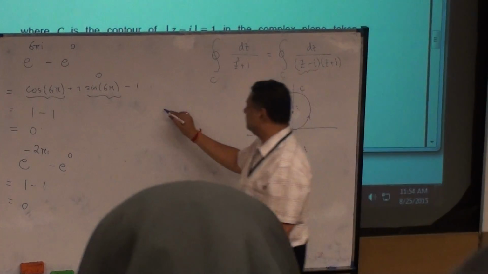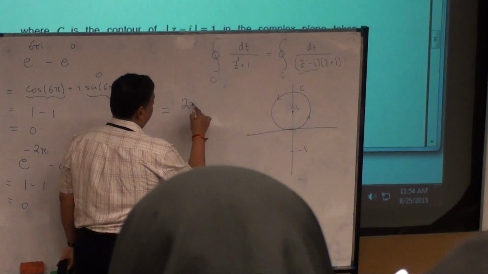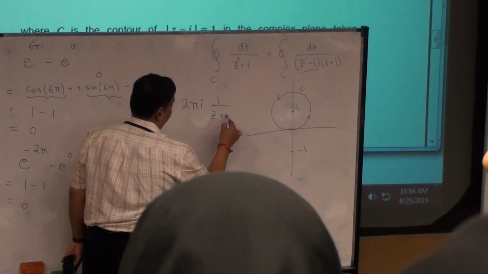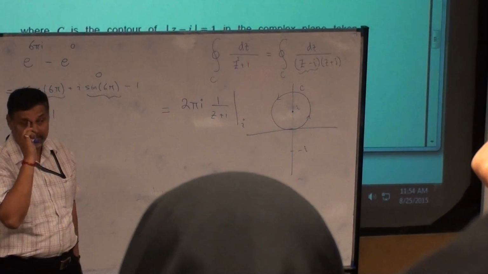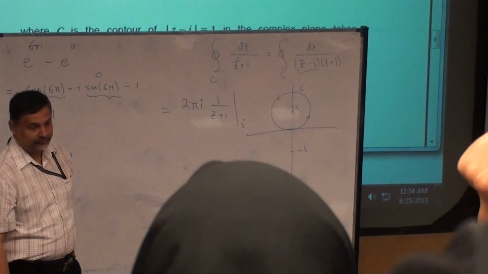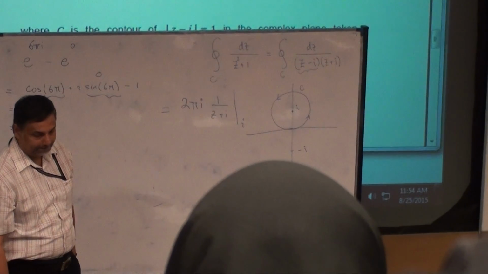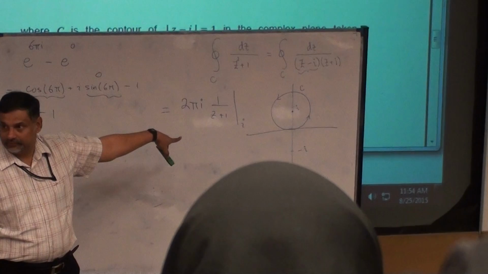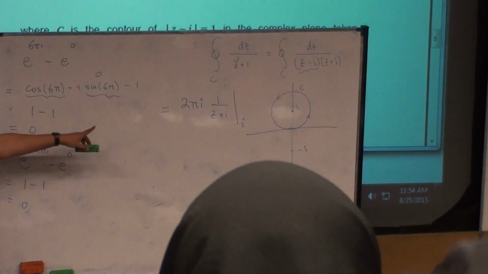So by Cauchy's integral formula, this is 2 pi i times f(z) evaluated at the singularity, which is i. Yes or no? Cauchy's integral formula, no? Is this okay?